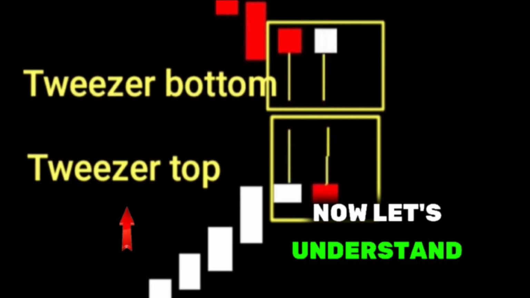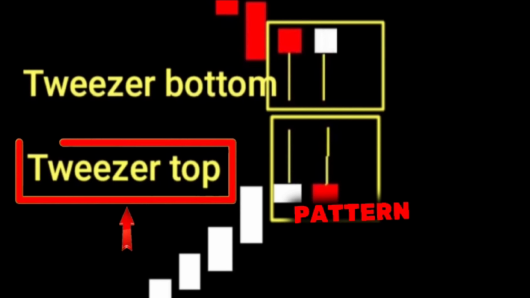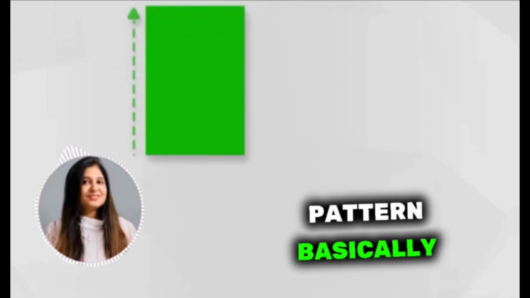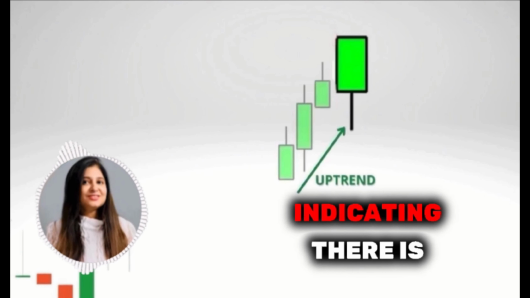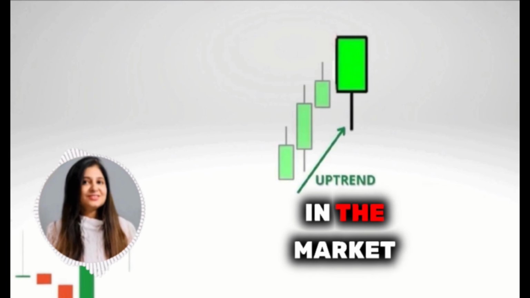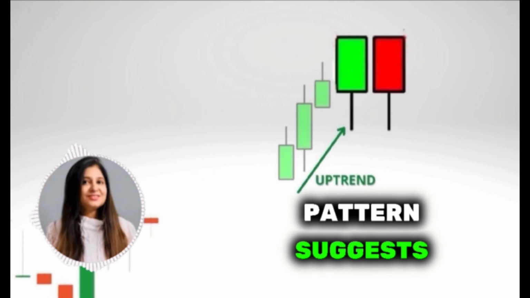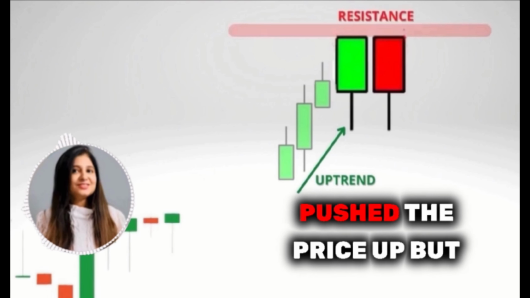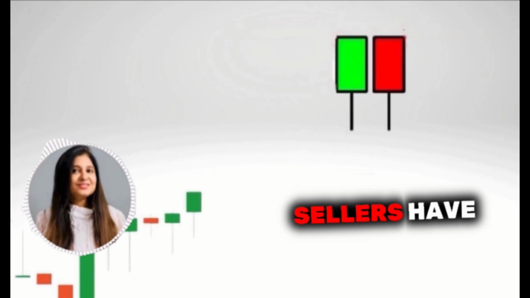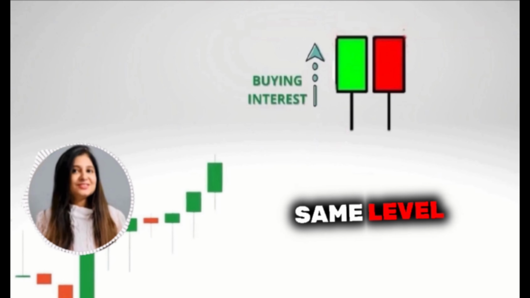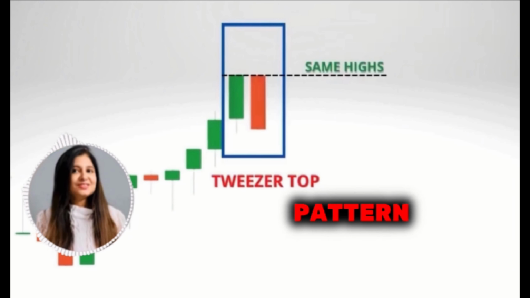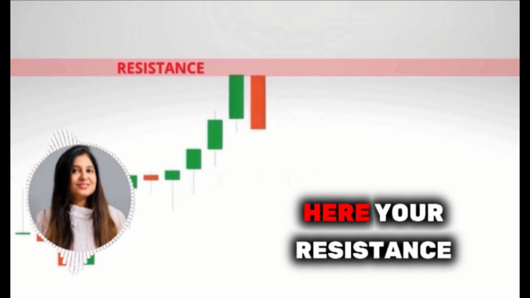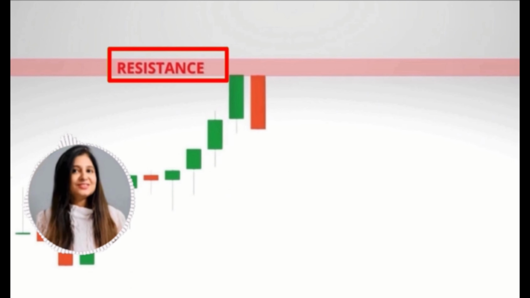Now let's understand what the tweezer top pattern is. The tweezer top pattern basically occurs when two candlesticks have the same highs, indicating there is potential resistance in the market. This pattern suggests that buyers initially pushed the price up, but sellers entered the market at the same level, creating a resistance. So this is just the opposite of the tweezer bottom pattern. वहां पर support हो रहा था, यहाँ पर आपका resistance create होगा.